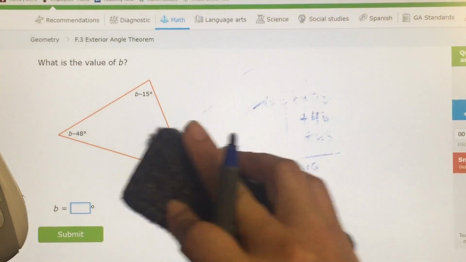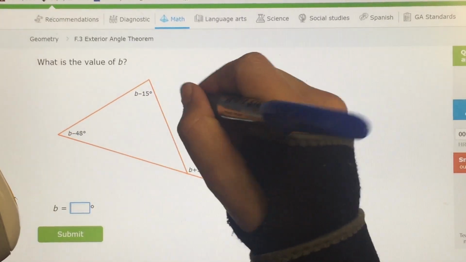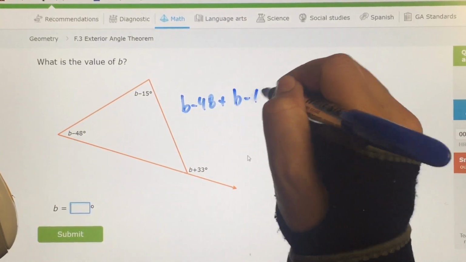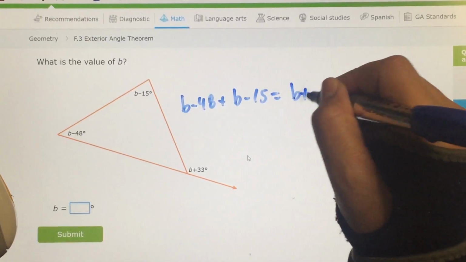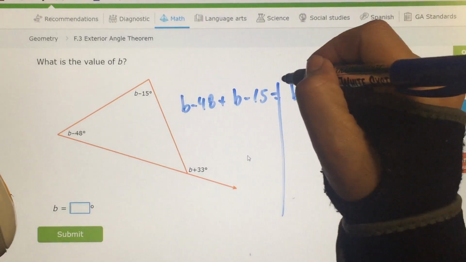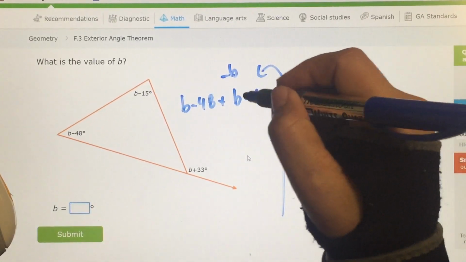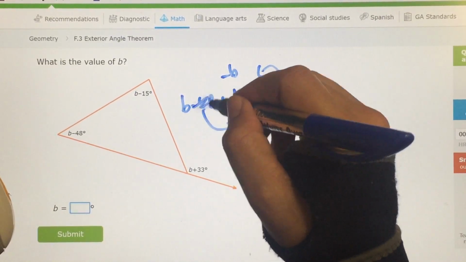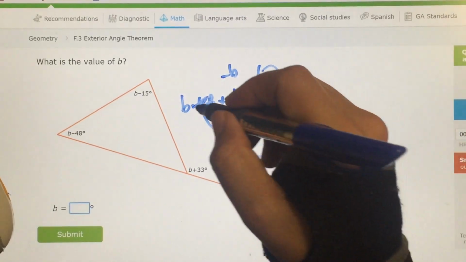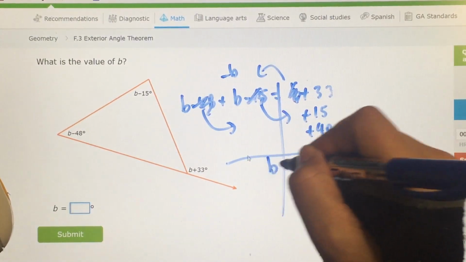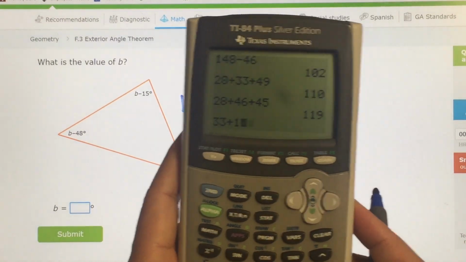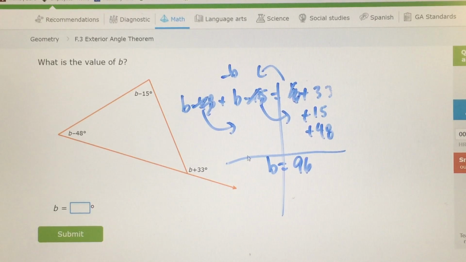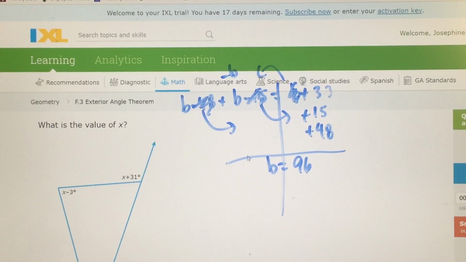All right, I'll do one more. This plus this is this. So B minus 48 plus B minus 48 plus this, B minus 15, equals the outside, B plus 33. All right, take B to the other side. That's going to be negative B on that side. Take this to that side. That's going to be add 15. And then take that to the other side. That's going to be add 48. B plus B is 2B, minus B is B. Then 33 plus 15 plus 48 is 96. So B is 96. Make sure you're answering the question. B is 96. Okay.